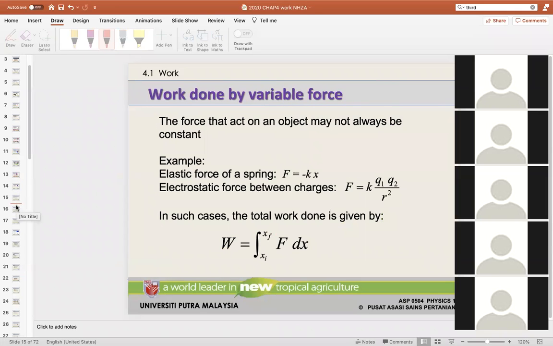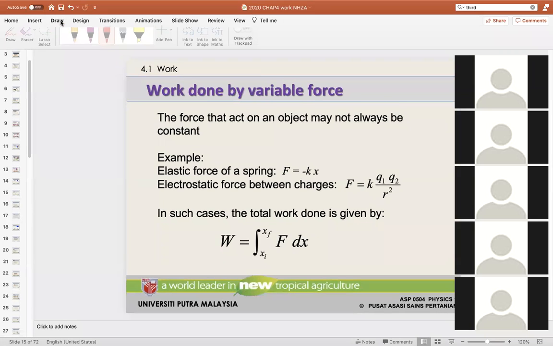Okay, work done by variable force. Just now we talked about a constant force. We pushed by 10 Newton, we pushed by 20 Newton, it wasn't changing. We had that force and it was constant. Now, physics would like to make our life harder by making the force variable. What does variable mean? Variable means that it keeps on changing.